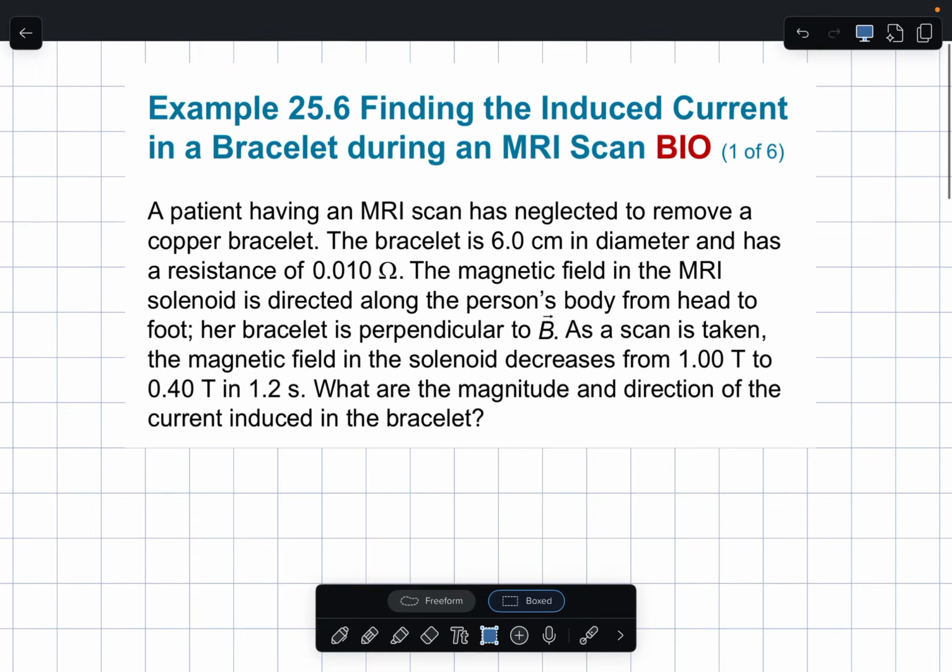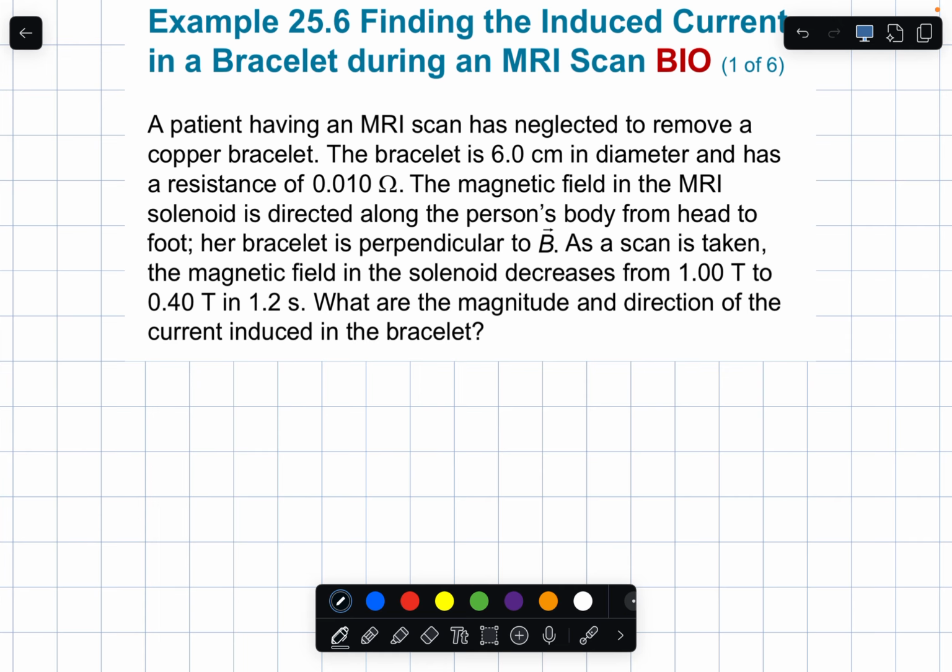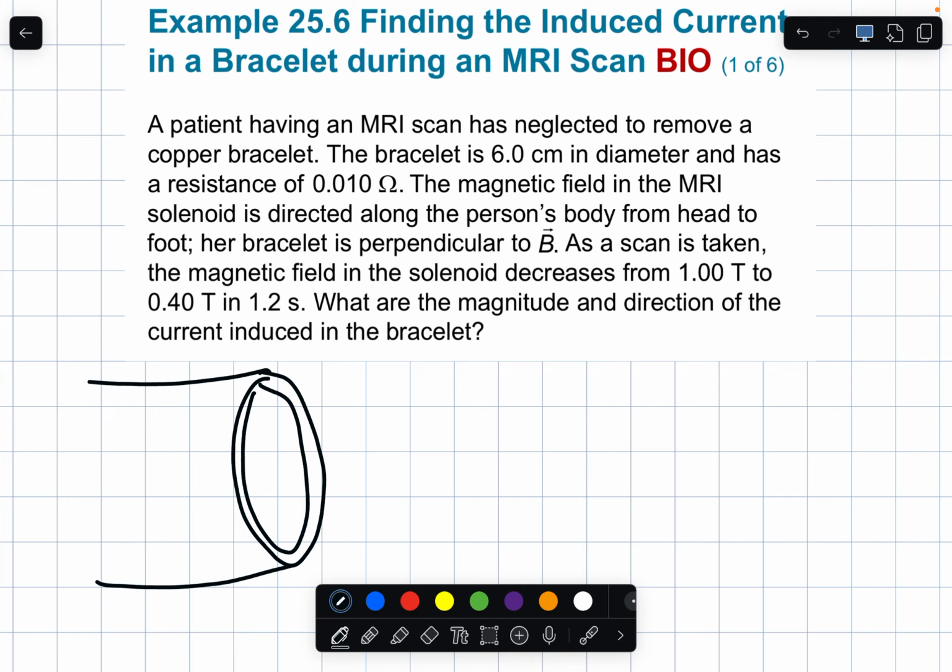So we're in the MRI machine, which, I don't know if you've been in one. It's a big old tube, and the magnetic field is in the axial direction. So inside this tube, we have our copper bracelet of diameter 6 centimeters, so radius 3 centimeters. That's our bracelet inside of the MRI machine. And let me use little r for that, because big R is going to be the resistance of the bracelet.